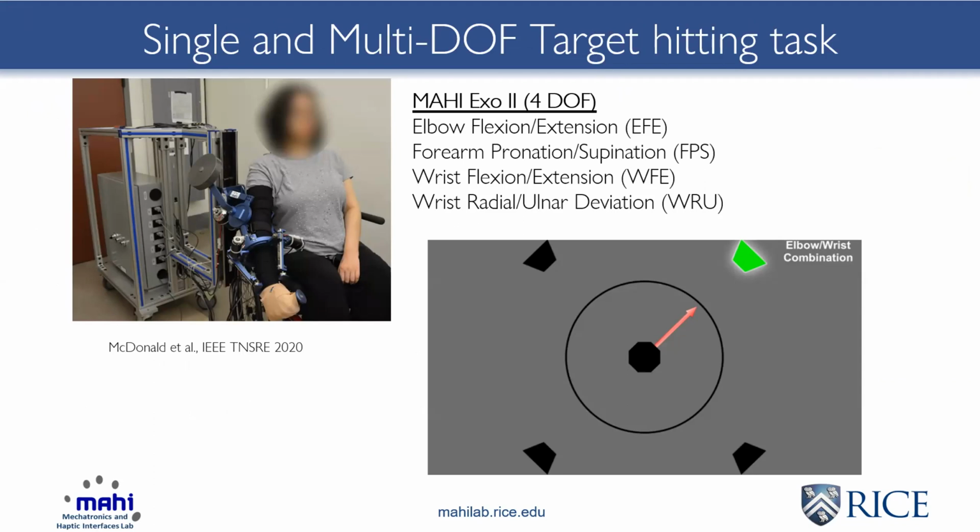The platform used for this study is the Mahi Exo2, which is a 4 degree of freedom upper limb exoskeleton. It provides the following 4 degrees of freedom as listed on this page. The task shown is a target hitting task where the user is trying to hit targets that are either a single one of these degrees of freedom of movement or a combination of these degrees of freedom. You can see a visual interface on the bottom right, which shows what the subject sees throughout the experiment in trying to hit either a single or multiple degrees of freedom. I'll show you how we use EMG to accomplish this.